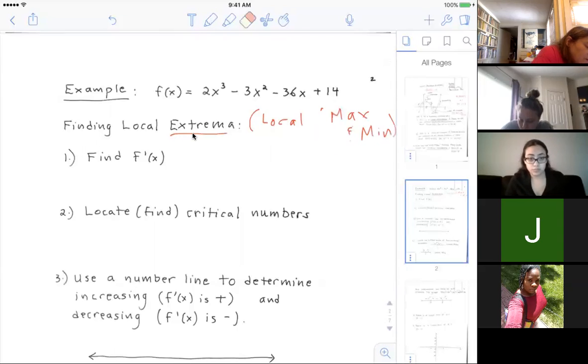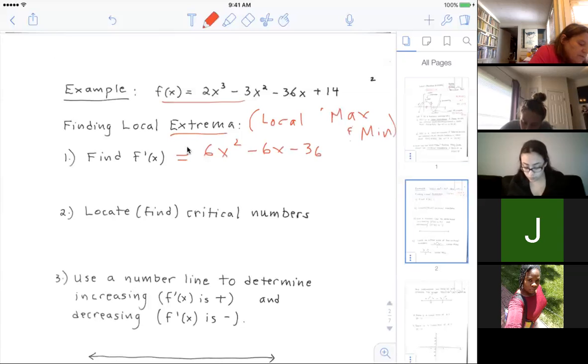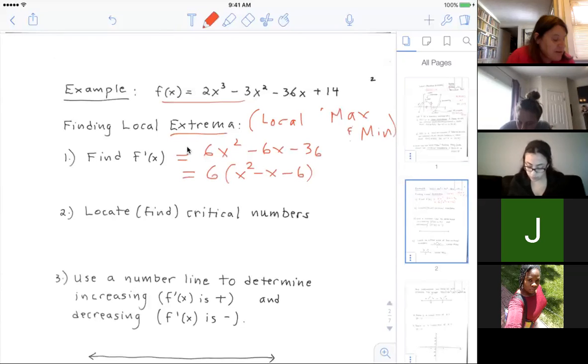Okay. All right, now, what you're going to do is find the derivative. We have already done that. We know how to do that. There's a function right there. I'm going to use this one: 6x squared minus 6x minus 36. If I pull out a 6, because I know I'm going to need to do it in a minute, I'm going to have x squared minus x minus 6. So I haven't done anything different. I'm just finding the derivative.